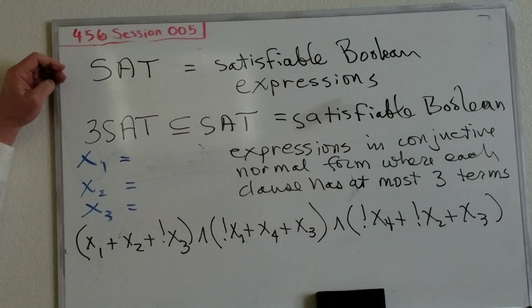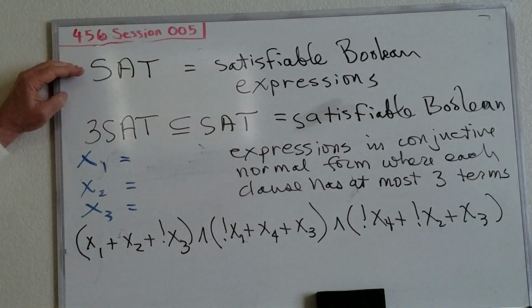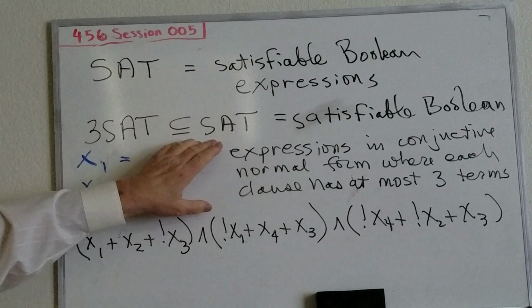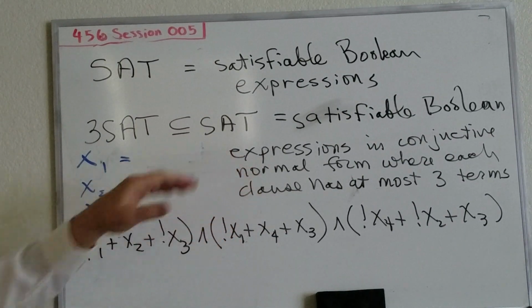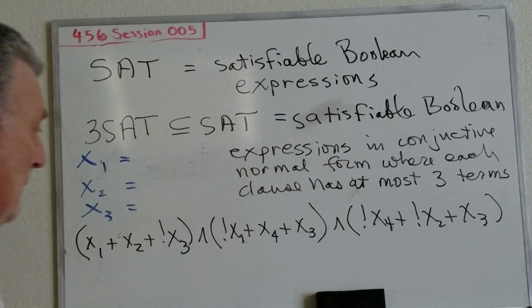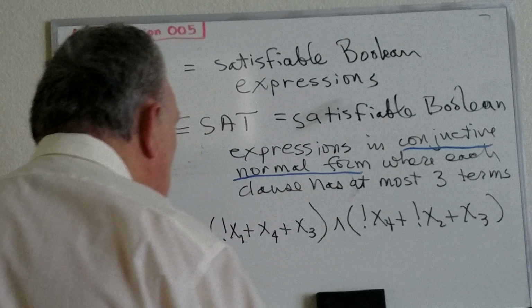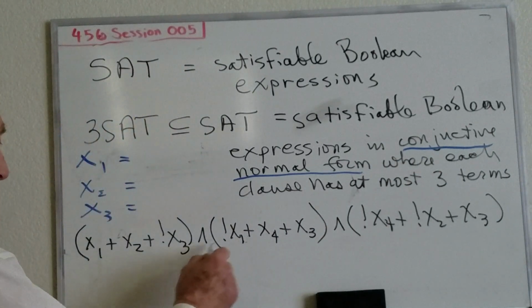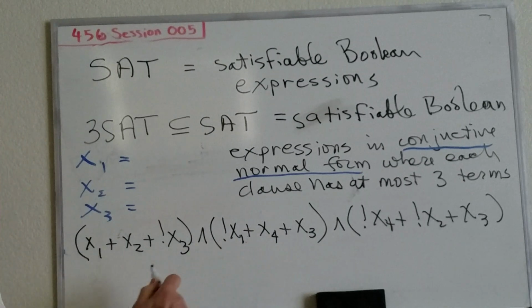Recall that SAT is all the satisfiable Boolean expressions. In other words, SAT is all the Boolean expressions that are not contradictions. 3-SAT is a sub-language of SAT. It's all the satisfiable Boolean expressions in conjunctive normal form, which means it's the conjunction of clauses, each of which has at most 3 terms.